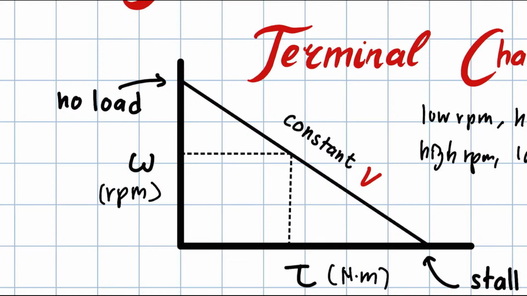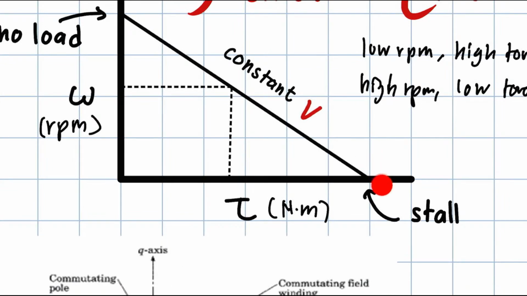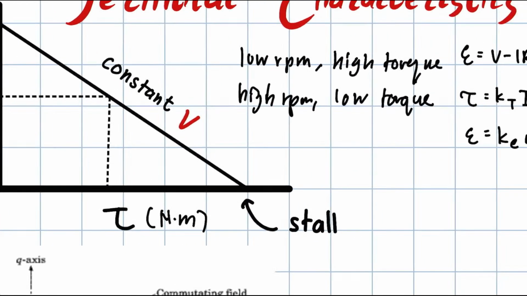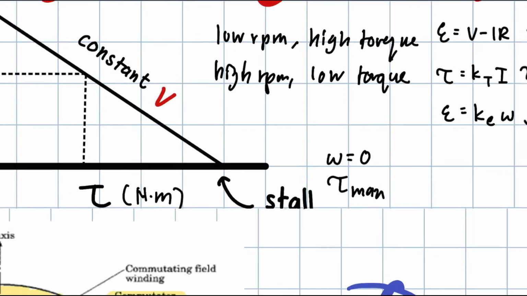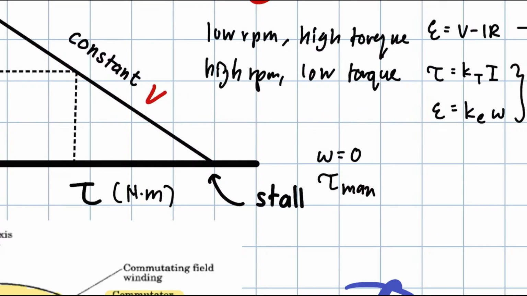So this here is when you have no load attached to the motor. No load attached to the motor. In a pump it is like no head. Here it is called stall. It's called stall because the angular velocity equals 0. Angular velocity equals 0. Torque is max, because it's like you stop the motor from moving.